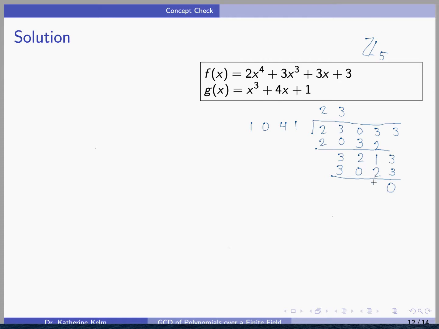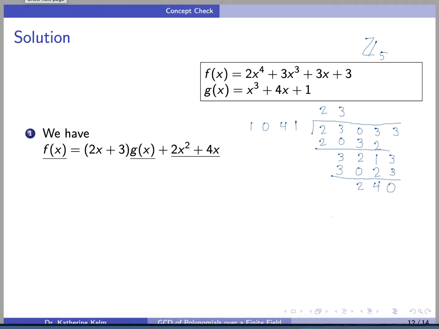1 minus 2 is negative 1, which is 4. 2 minus 0 is 2. So our quotient is 2x plus 3, and our remainder is 2x squared plus 4x. So now we need to divide g of x by 2x squared plus 4x.